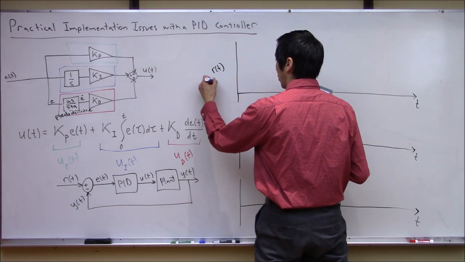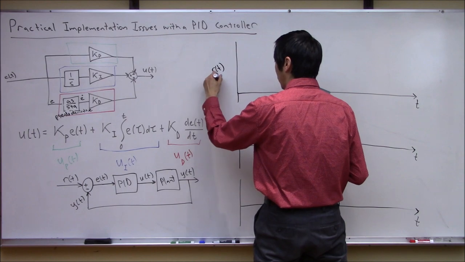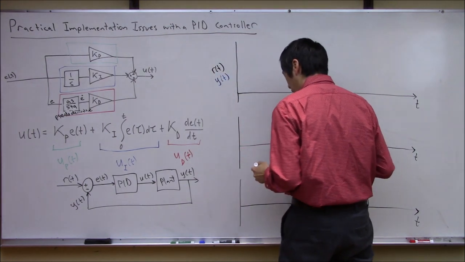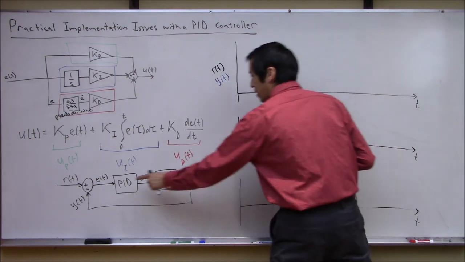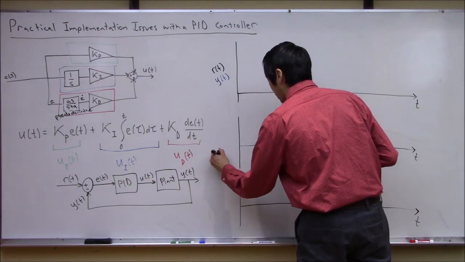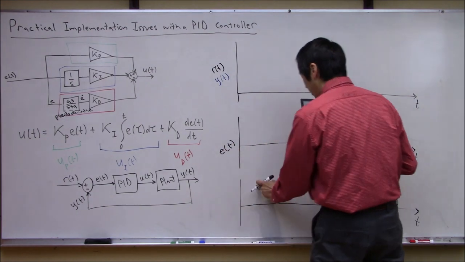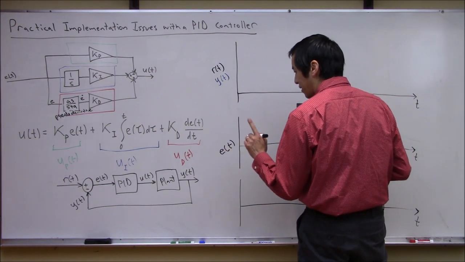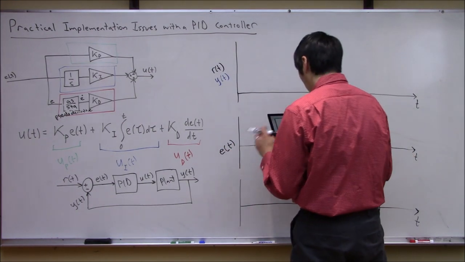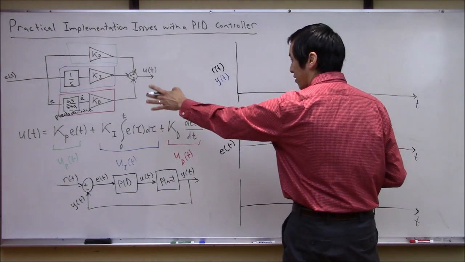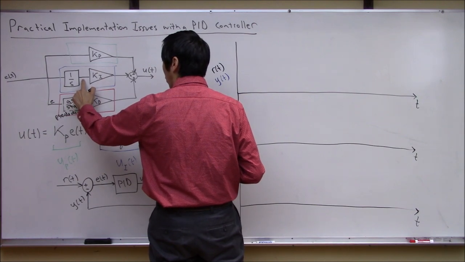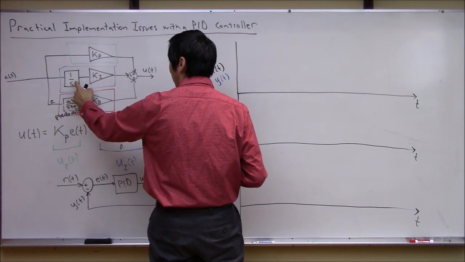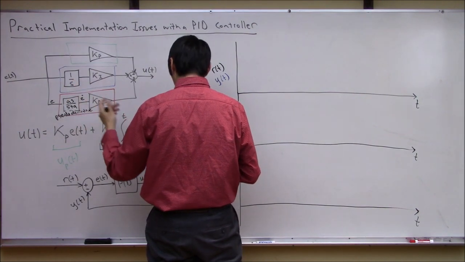Let's do blue for Y of T, the actual system response. In the second plot, let's plot the error signal. Then down here, I want to look at the state of the integrator. I guess we don't necessarily have a signal for this. It's this signal right here that I want to look at, the state or output of this integrator.